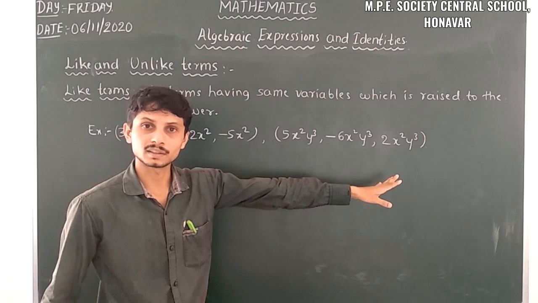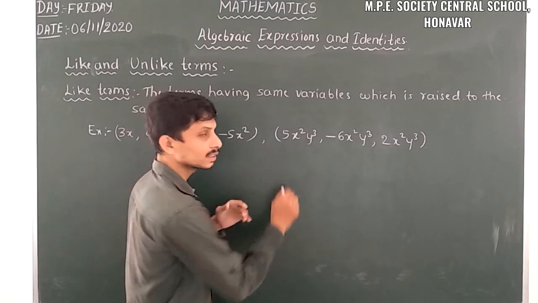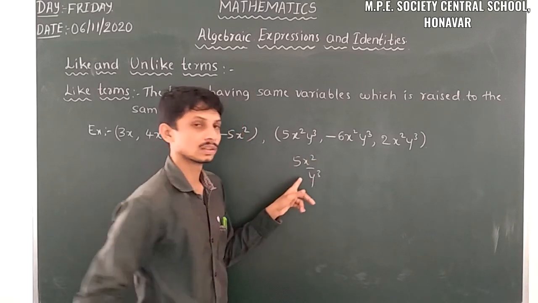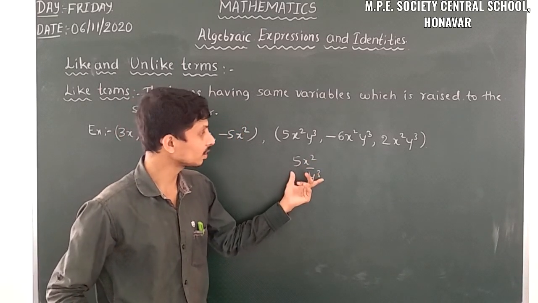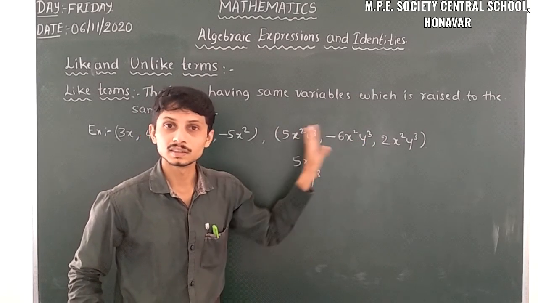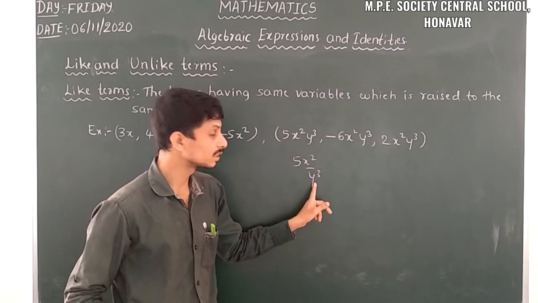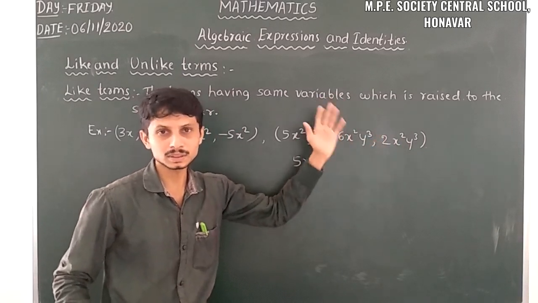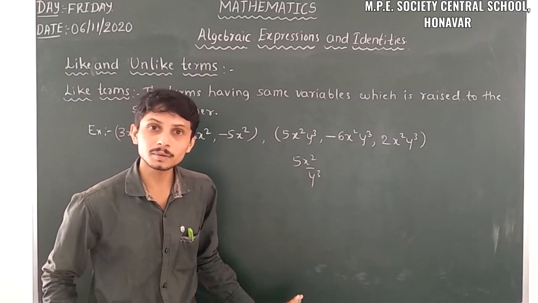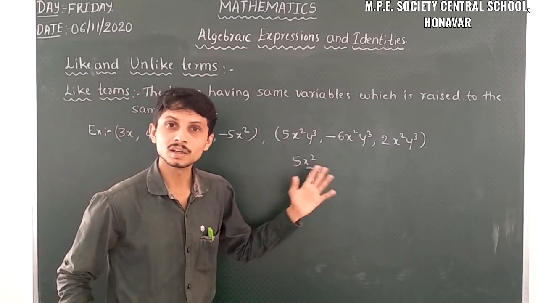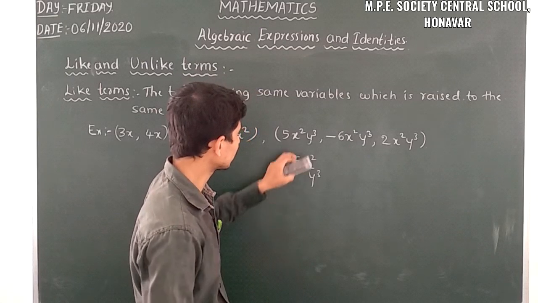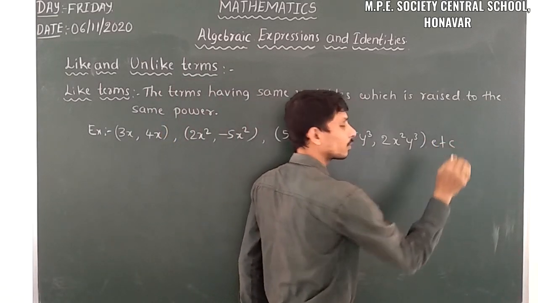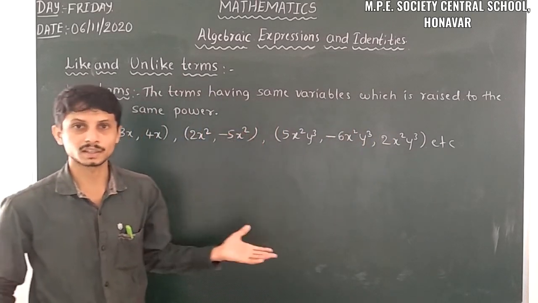But in this case we can't consider 5x square by y cube as a like term. This is not included in this group, because here there is division. Here it is x square y cube, x square y cube, x square y cube, similar. But here it is x square divided by y cube, not x square into y cube. That's why we can't consider it a like term here. There are many examples we can take.